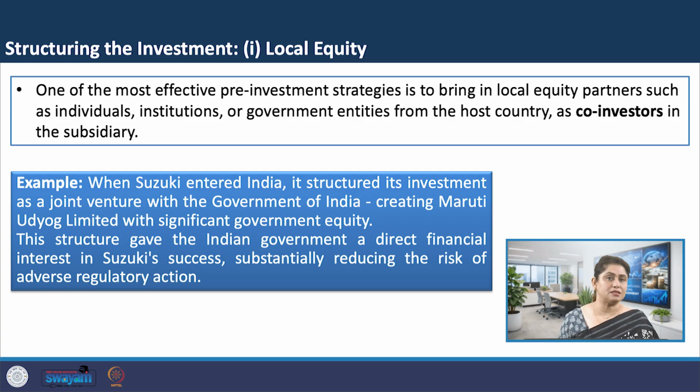When Suzuki sought to enter the Indian automobile market, it structured its investment as a joint venture with the Government of India, creating Maruti Udyog Limited, in which the government held a significant equity stake. This structure was not accidental. It gave the Indian government a direct financial interest in Suzuki's operational success in India. The government was not just a regulator of the firm, it was a co-owner, and that fundamentally changed the nature of the relationship. For Suzuki, this structure substantially reduced the risk of adverse regulatory action.